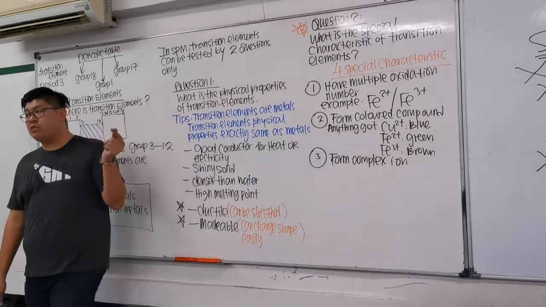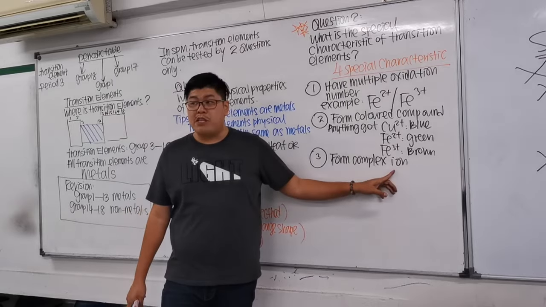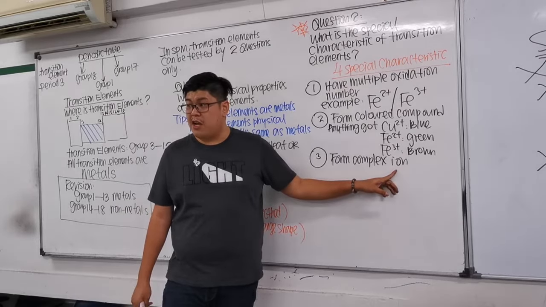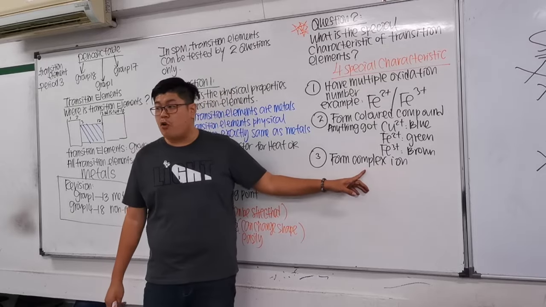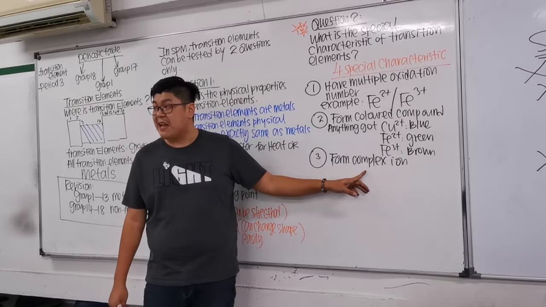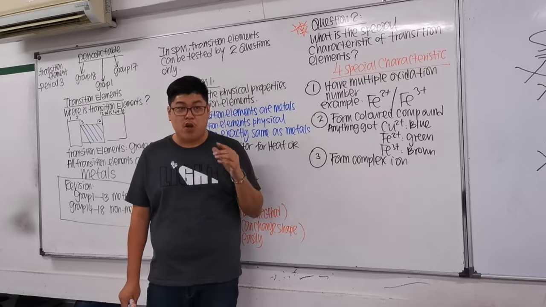Let's break down and use some common sense. Guys, the word ion means what? Anyone got charge is called ion. Complex, everyone knows complex stands for complicated. So you can form ion, somebody got charge, but you are complicated.